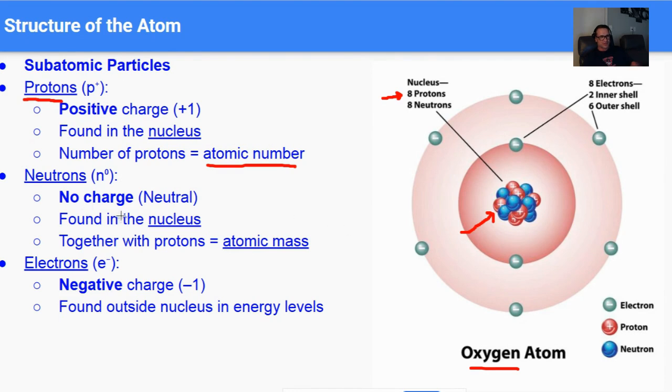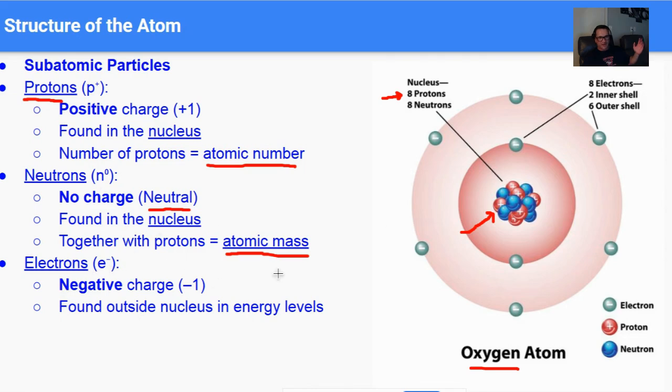Remember, also in the nucleus, you have their neutrons, which are neutral or no charge, found in the nucleus with the protons. Together with the protons, it gives you what's called the atomic mass. So it's basically kind of like what the atom weighs, how much mass an atom contains. And almost all the mass comes from the protons and the neutrons because the little electrons are tiny. The protons and neutrons, they're small too, but compared to the electrons, they're much larger.